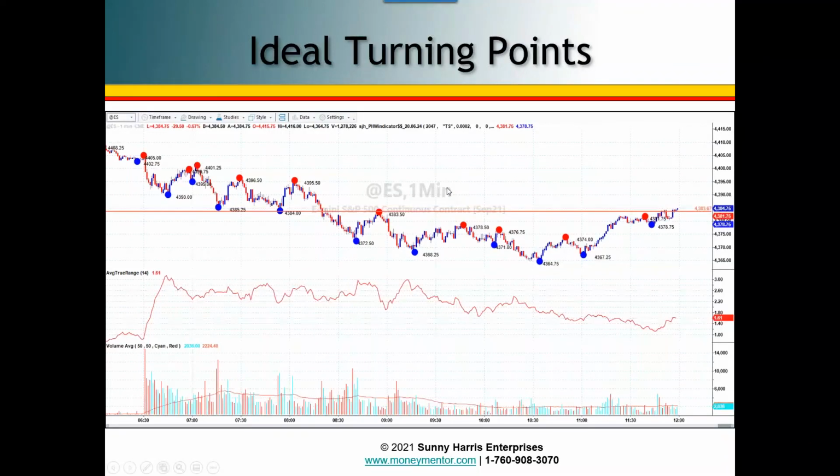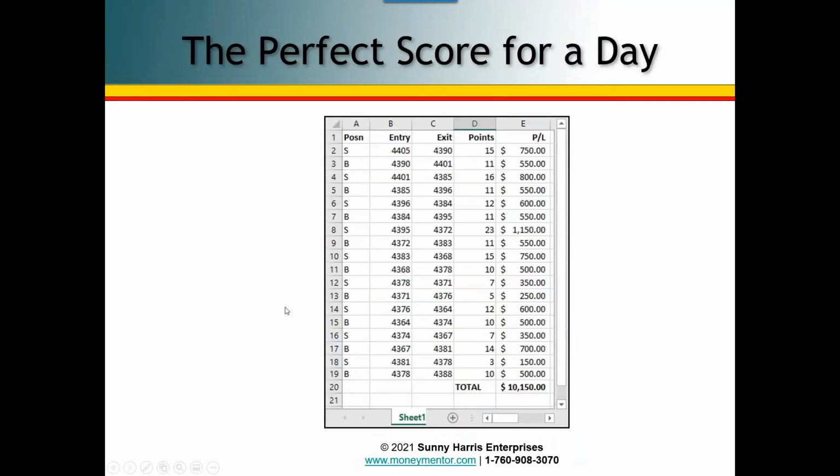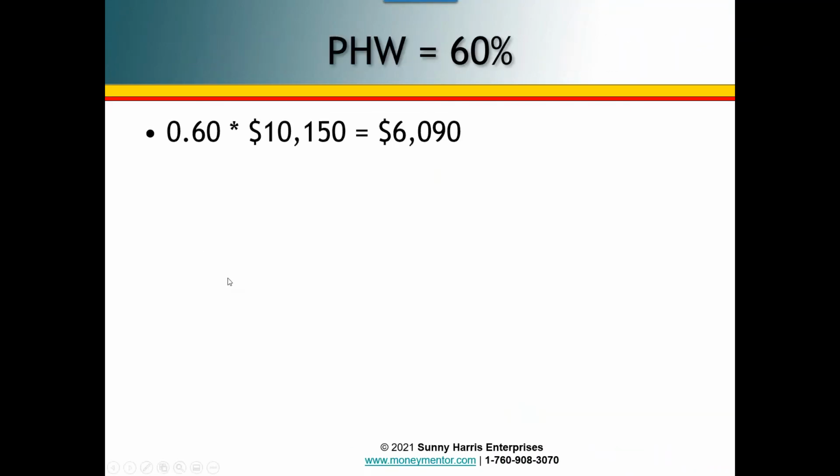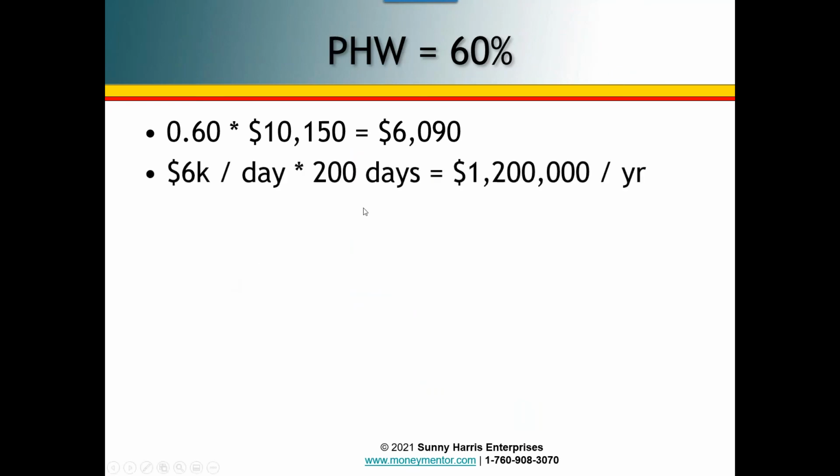So these are our ideal turning points. This is the average true range. And on the bottom, you can see the volume decreasing on that as we go to the right. So the perfect score for a day, here's the spreadsheet for a perfect score. Sell, buy, sell, buy, sell, buy. So we're going short, long, short, long, short, long. You can see by the end of 18 trades, we're up $10,000. Take 60% of that, we get $6,000. $6,000 a day times 200 days, approximately in a trading year, is $1.2 million.